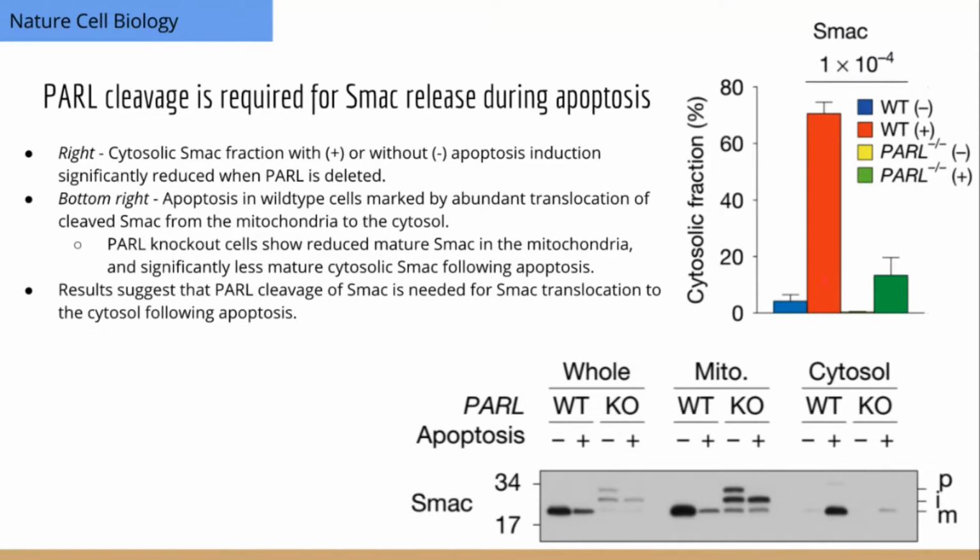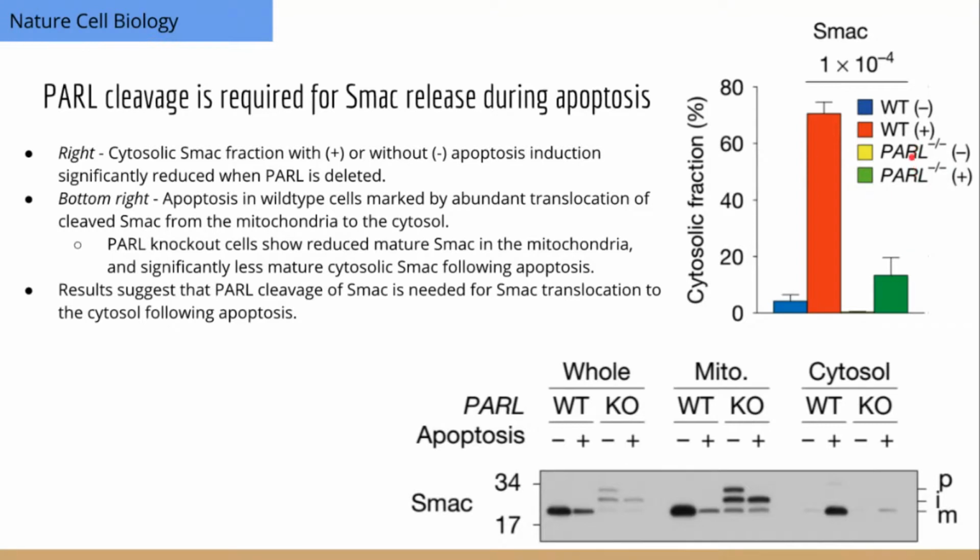So in the blue and red, we see wild type conditions. In the blue, we see wild type conditions when apoptosis is negative, so no apoptotic induction right here. We see very, very little Smac localization in the cytosol. In the apoptosis inducing condition in the red bar, we see wild type cells induced into apoptosis with, I think it was STS. We see Smac is highly localized in the cytosol.